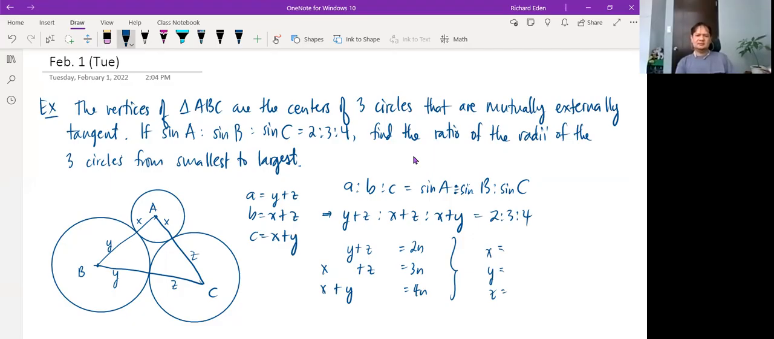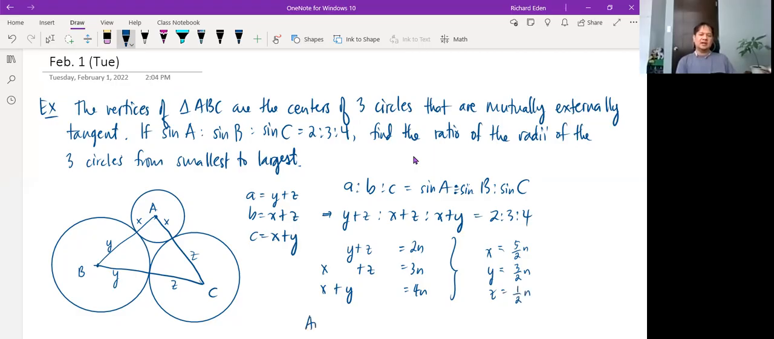So 9 halves n minus 2n is what? 4 and 1 half minus 2n is 2 and 1 half n. So 5 halves n, sorry. Then y: 9 halves minus 3n is 1 and a half, which is actually 3 halves n. And then z is just 1 half n.